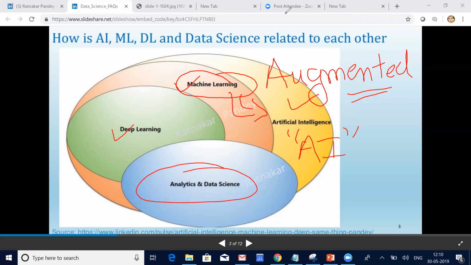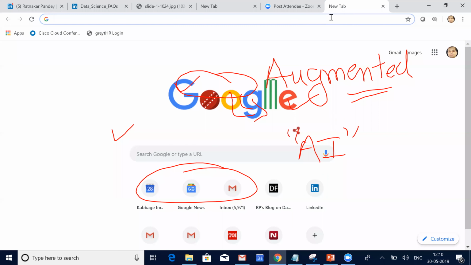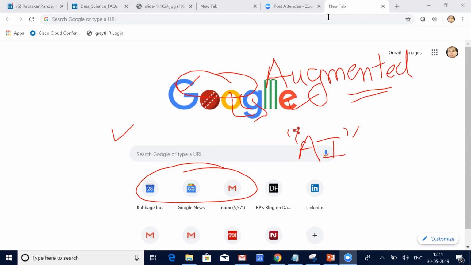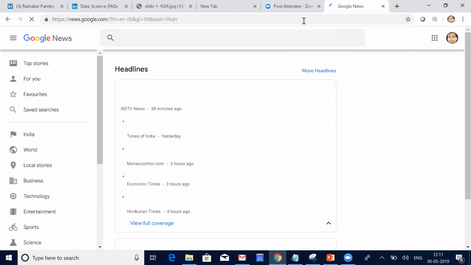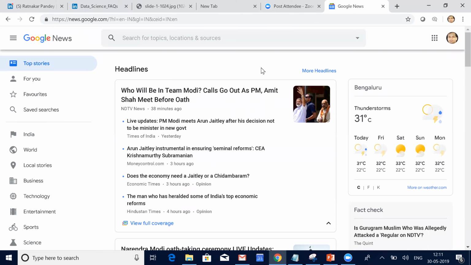I'll give you one live example just to show you how deep and how pervasive this area is. Just a second, I'll clear up my drawing and remove the annotation. If you go to news.google.com, for example, and I'm displaying it on my screen, you can see they have categorized the articles in different buckets. They say headlines.